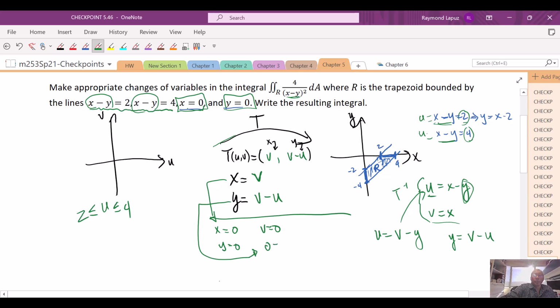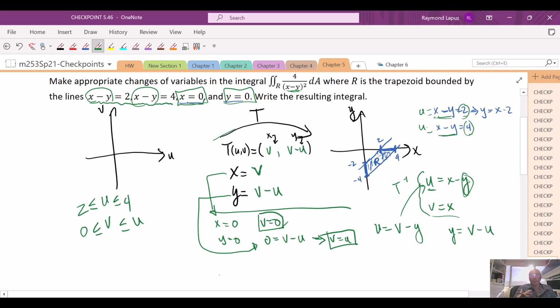and set y equal to 0, and then we have v minus u, and that's just saying v is equal to u. So then that must be our upper limit. So these must be our limits for v. So v is going to go from 0 to u. So I probably want to write this backwards, at least the way I write my limits of integration.